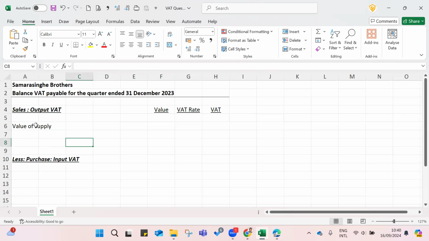Supply is a different name for sales as per the Value Added Tax Act, right? Supply means sales, right? Value of supply, the value of sales. How much?